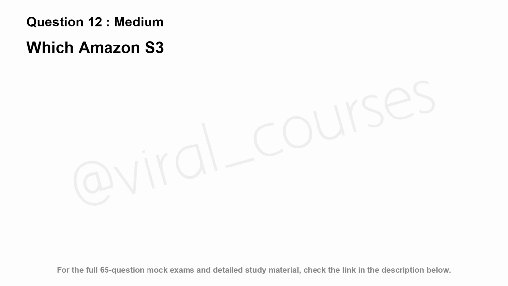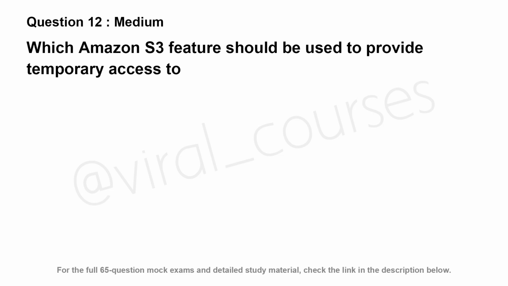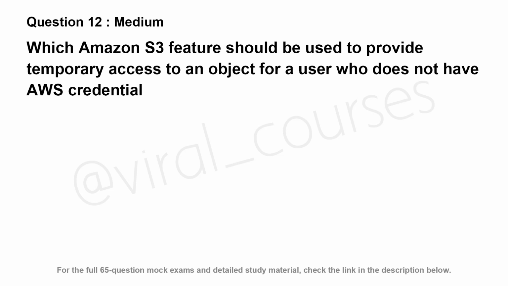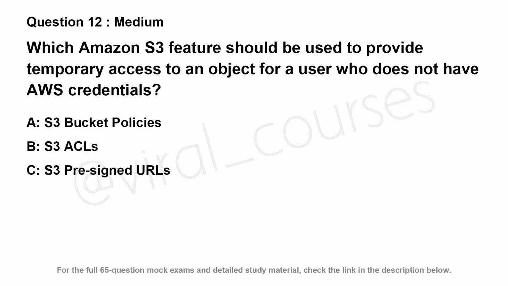Which Amazon S3 feature should be used to provide temporary access to an object for a user who does not have AWS credentials? Option A. S3 bucket policies. Option B. S3 ACLs. Option C. S3 pre-signed URLs. Option D. IAM roles.